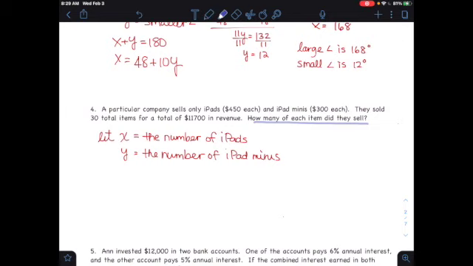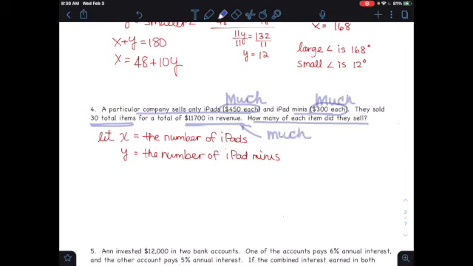You have a particular company sells iPad. That is how much. Mini is how much. Because you notice the dollar sign. They say total is 30, but that's not a dollar sign. There's the dollar sign value, revenue. Okay, so that's how much. Right here, this is how much of each kind. How much is each kind? And this is how much altogether.